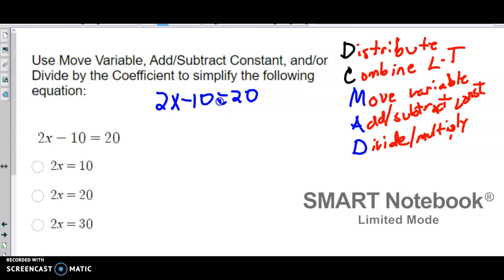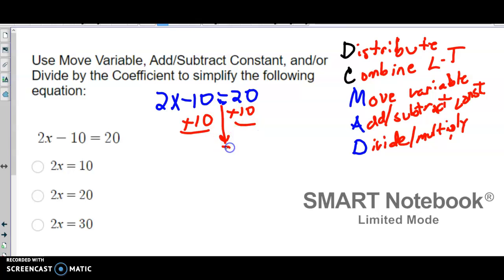Now these are the constants. The 10 and the 20 are the constants. They don't got a letter. That's what that means. Again, we're going to use our opposite operation. So if it's a minus, I got to plus it. If it's a plus, then I minus it. In this case, I'm plussing. That's why we got to add slash subtract. So I'm doing a plus 10.